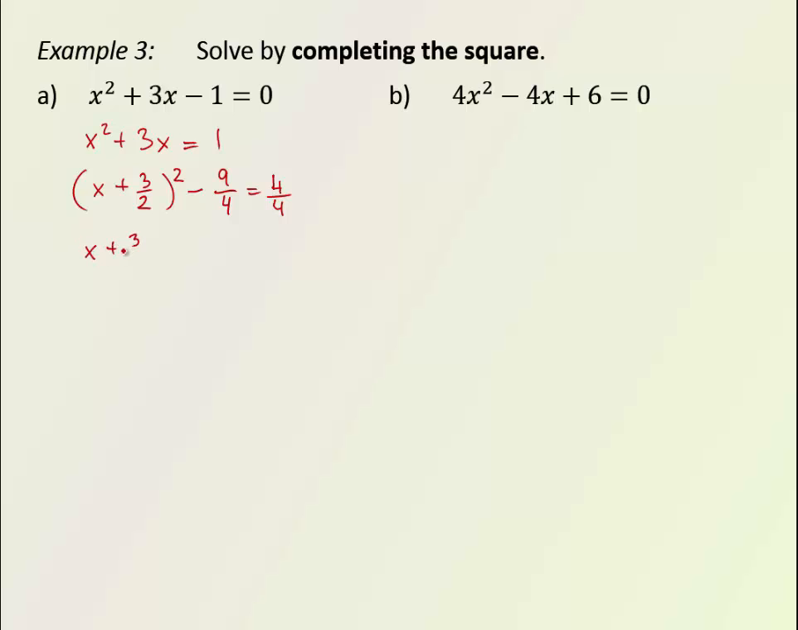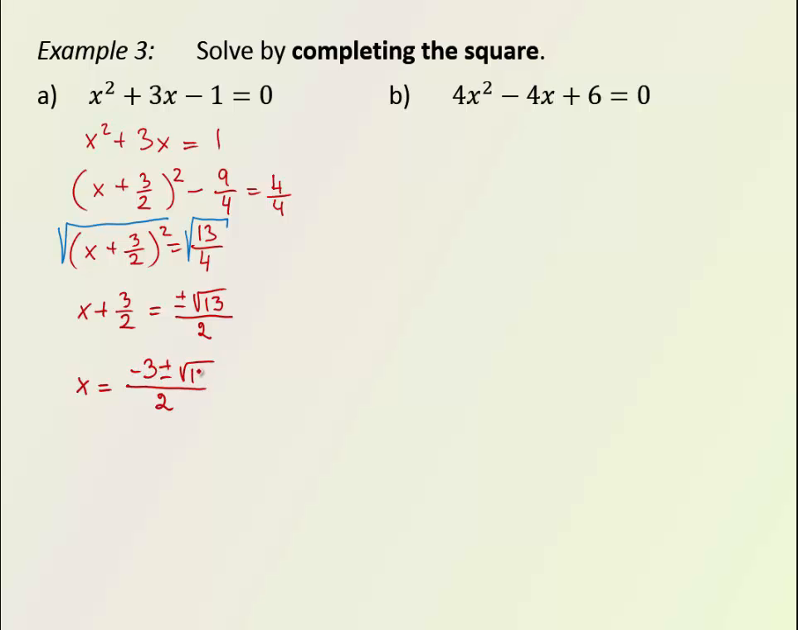So x plus 3/2, squared, equals 9 plus 4, it will be 13/4. Then we are taking the square root on both sides, and we obtain x plus 3/2 equals plus minus root 13 over root 4, which is 2. Finally, bring the 3/2 to the other side under common denominator 2, so it's negative 3 plus minus square root of 13, and we're done. Here it is.